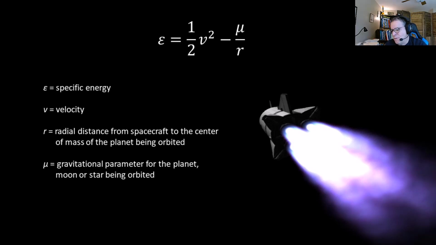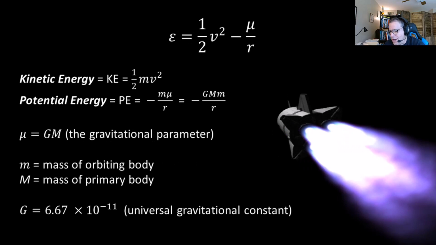We can use this formula for any spacecraft, satellite, moon, planet, orbiting a larger mass in a two-body system. The formula for specific energy combines kinetic energy and potential energy of the orbiting body, and is called specific energy because it represents energy per unit mass. It's important to observe this formula does not include the mass of the orbiting body.